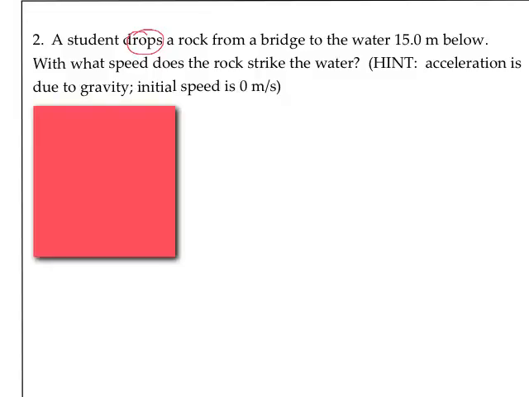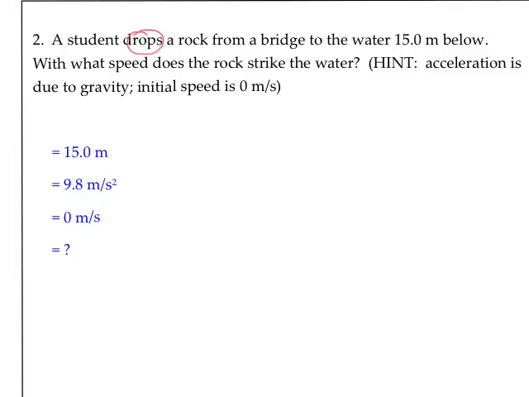That lets us know our acceleration is going to be due to gravity, and we do not have an initial speed because it was not thrown downward, it was simply dropped. So let's list our variables. Since we're asked for the speed, we're only interested in the scalar version of everything.